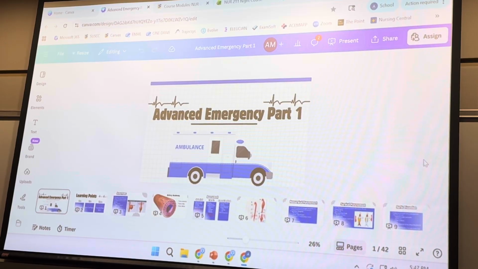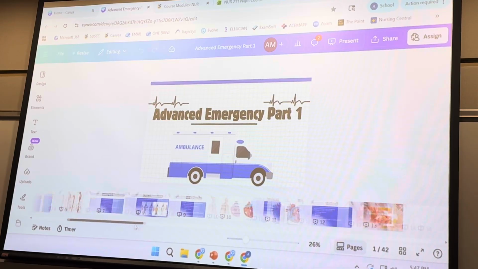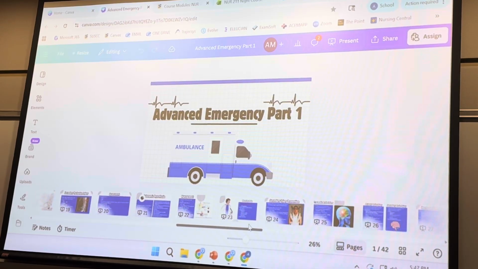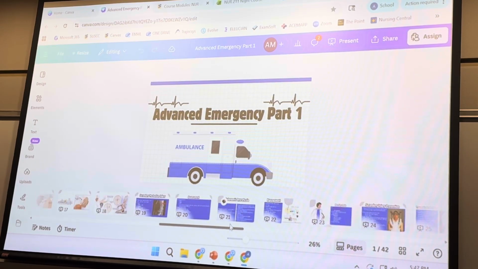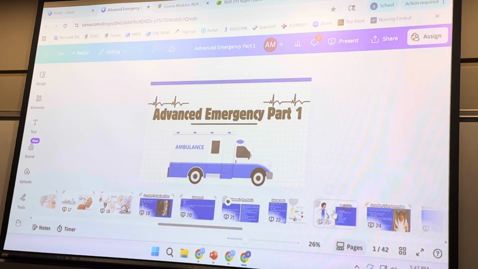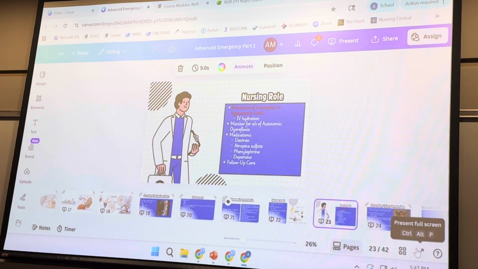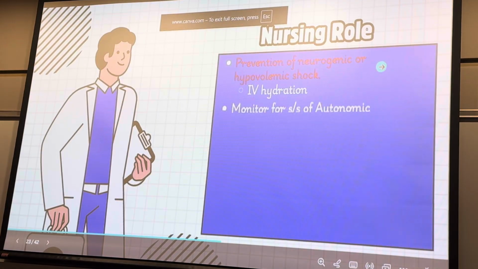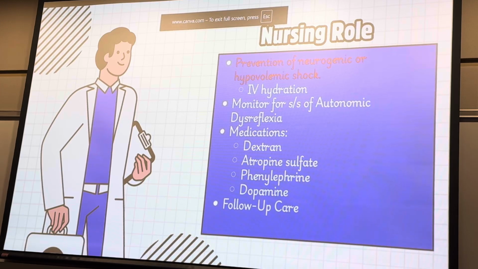Our main goal with our follow-up care is going to be to get them back to the best functioning as possible for their activities of daily living. Get them back to as close to normal as possible. There might be a lot of modifications with those activities of daily living.